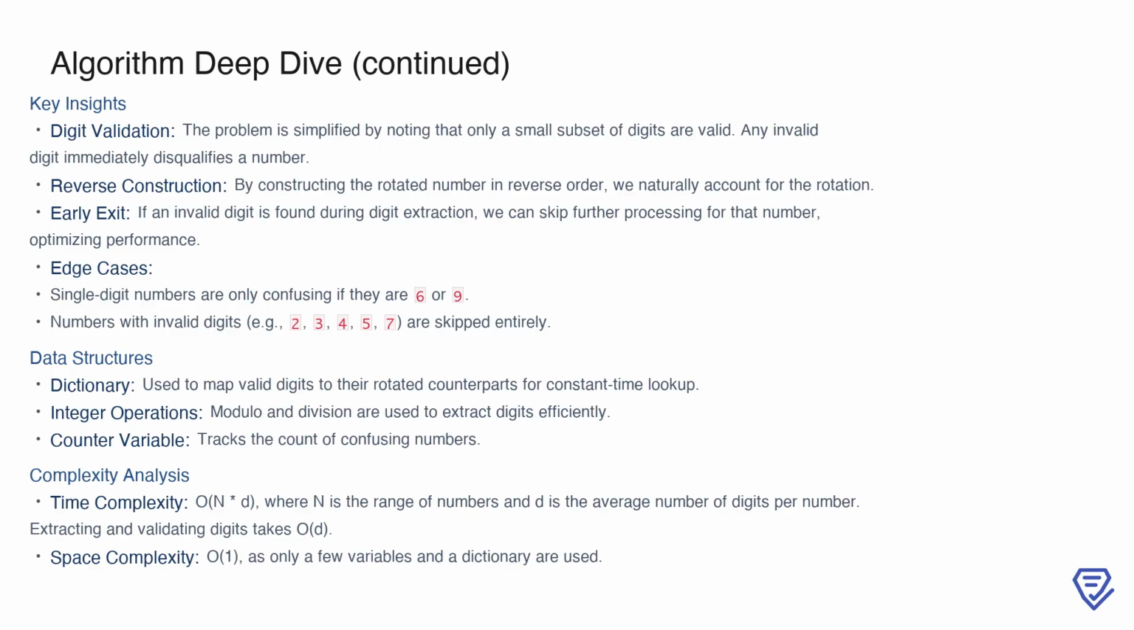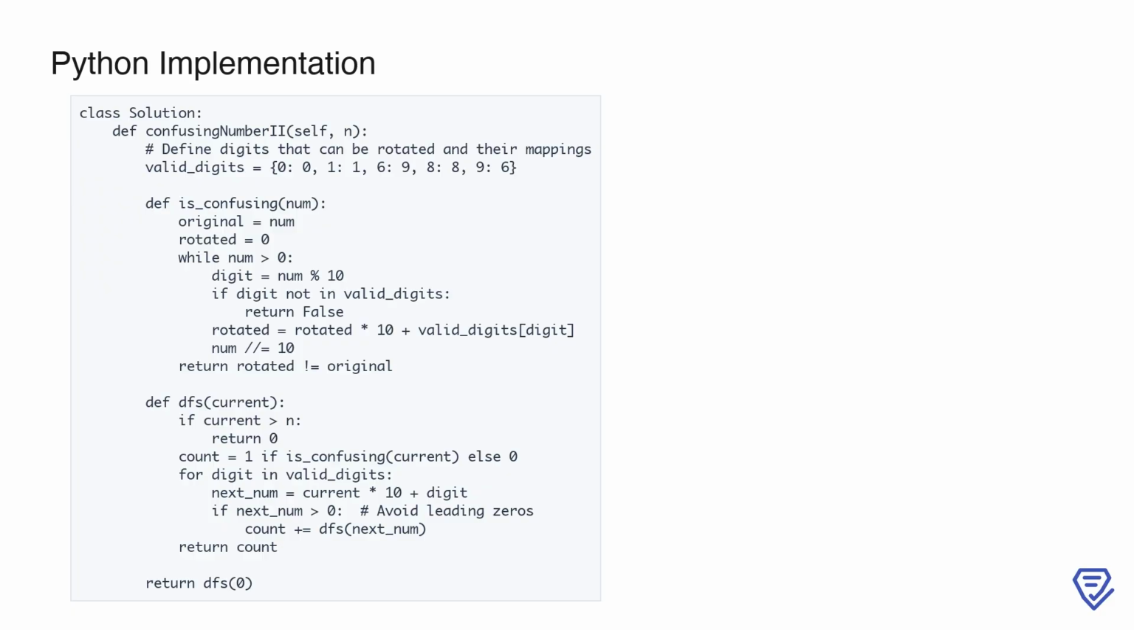In terms of complexity, the time complexity is O(n*d), where n is the range of numbers and d is the average number of digits per number, as we process each digit individually. The space complexity is O(1), because we use only a few variables and a fixed-size dictionary, making this approach highly efficient. The code defines a solution to the problem of finding all confusing numbers up to a given number n.